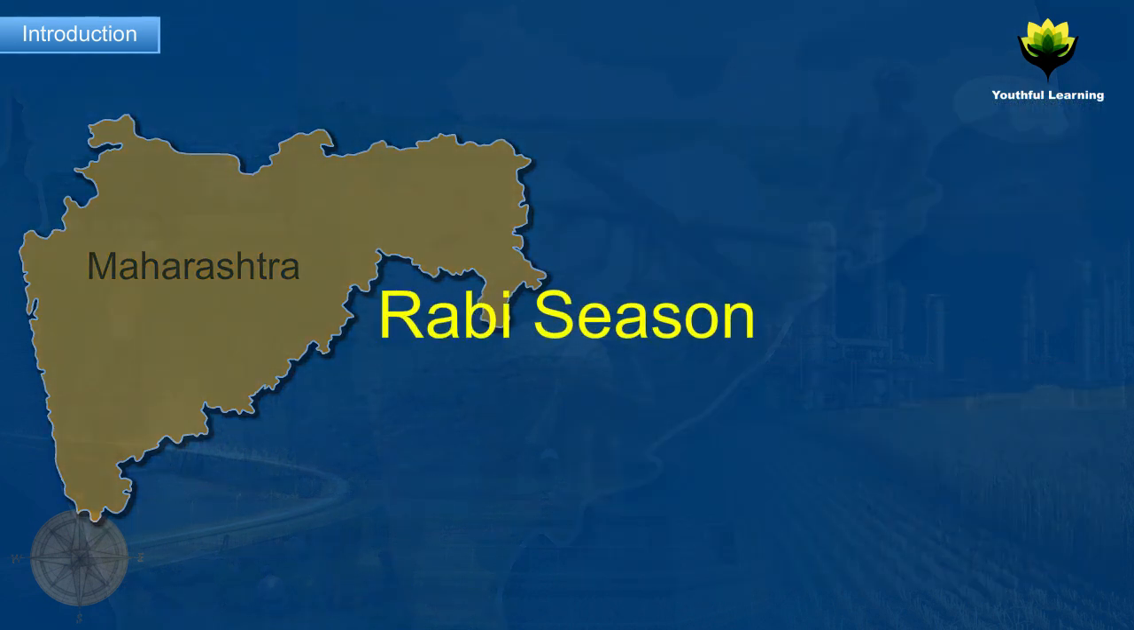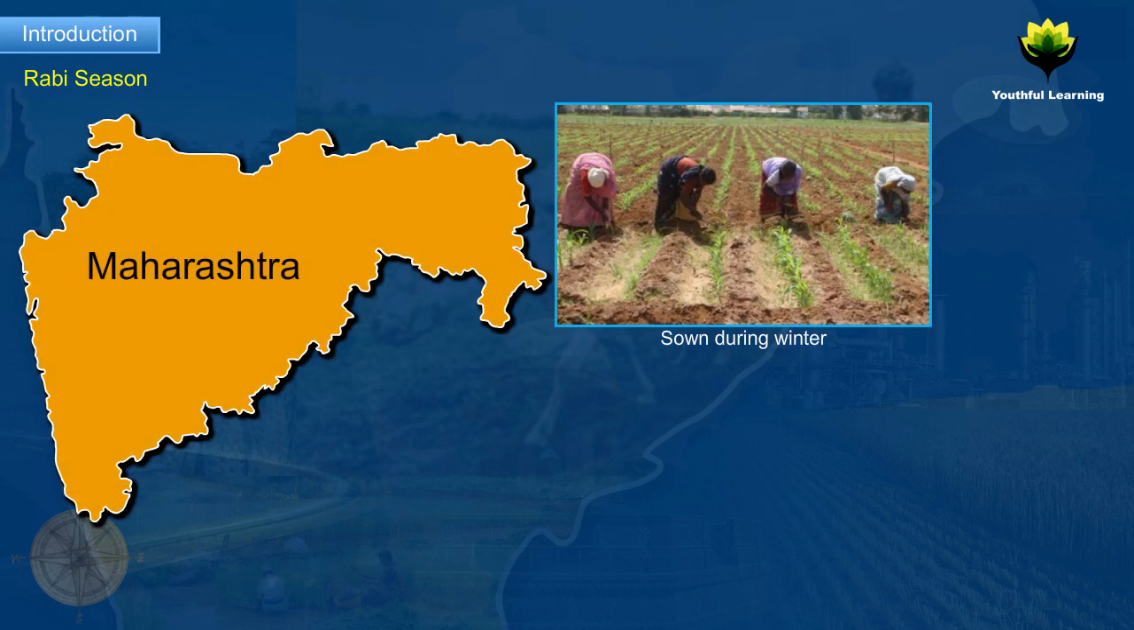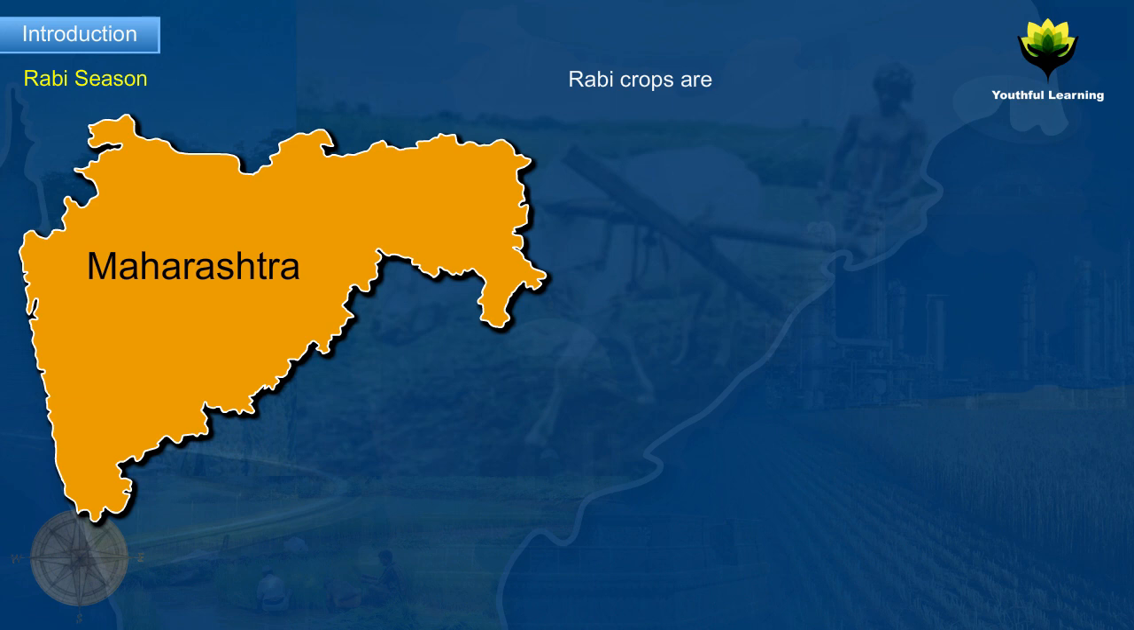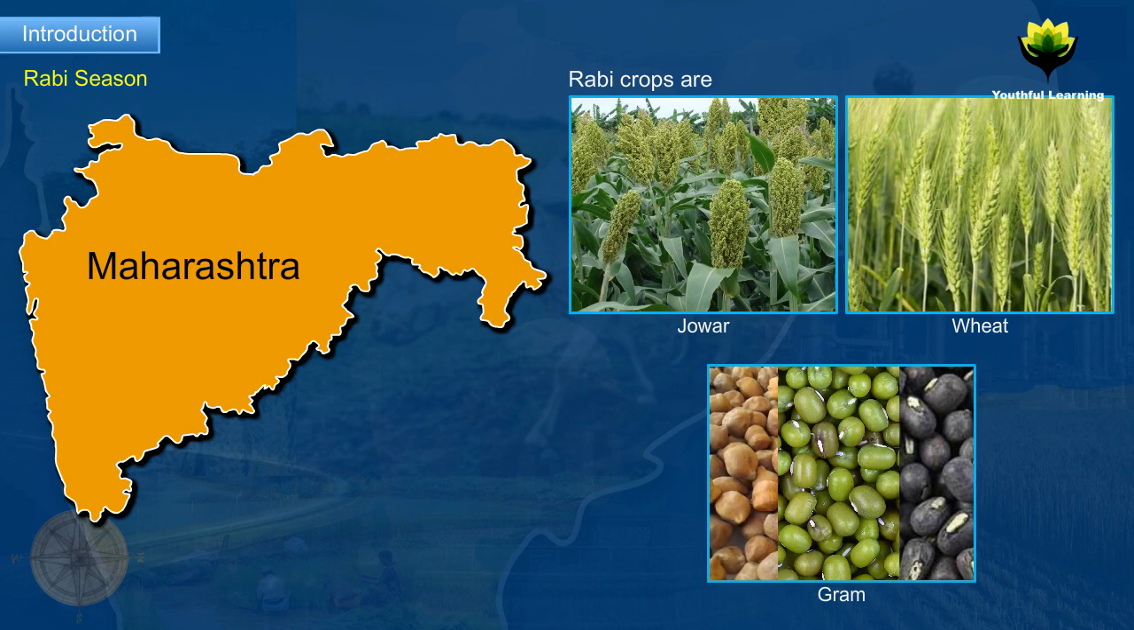Rabi season. The Rabi crops are sown during winter in the months of October and November and harvested in spring, in the months of February and March. Some examples of Rabi crops are jawar, wheat, gram, etc.